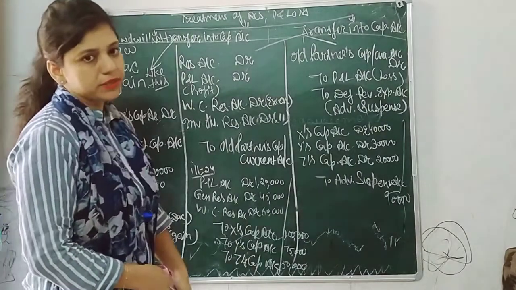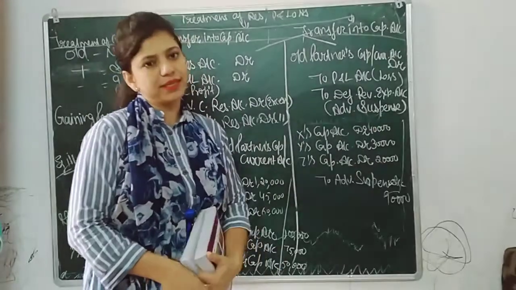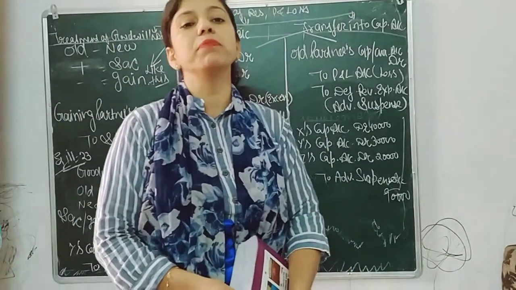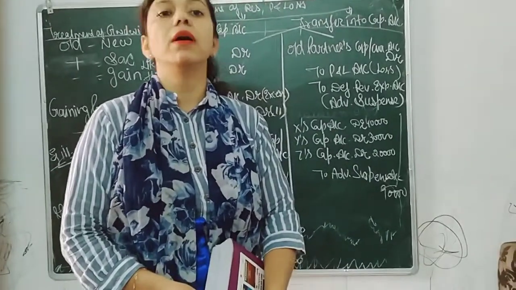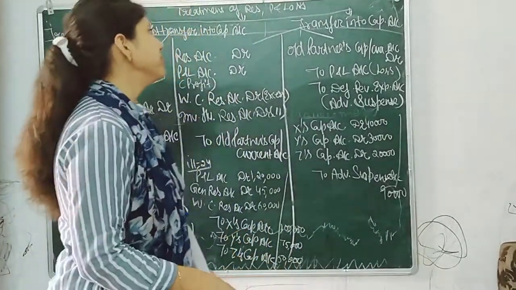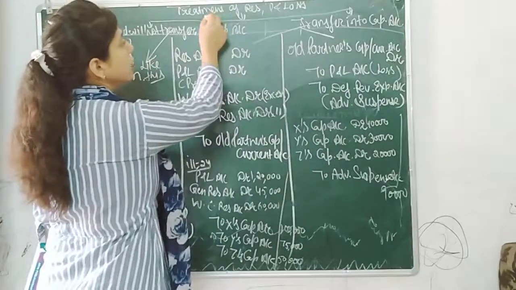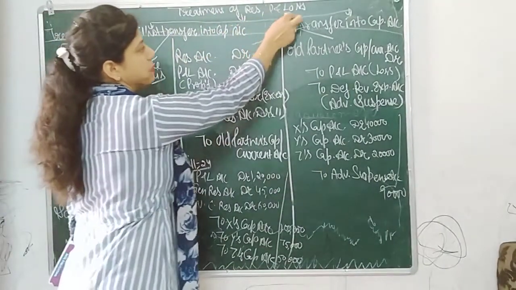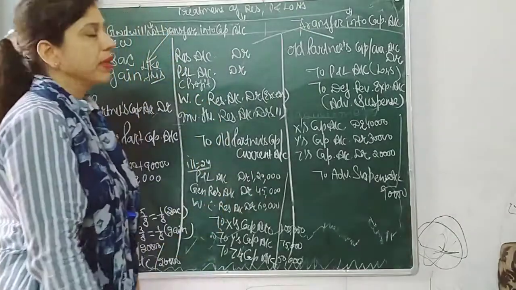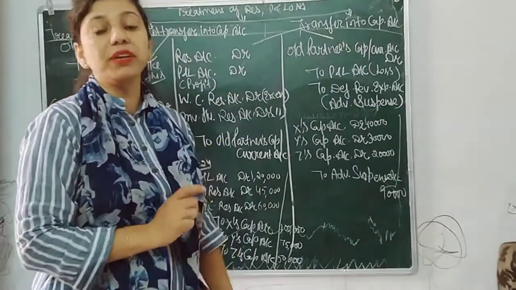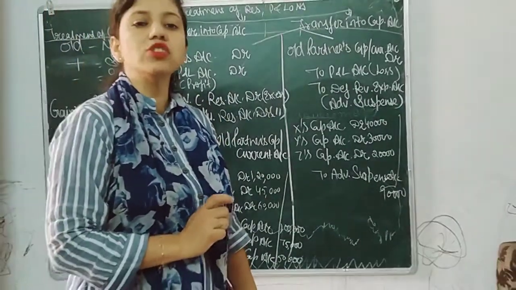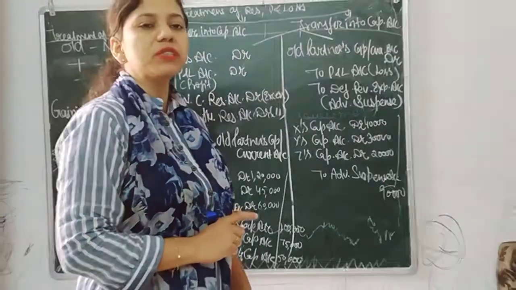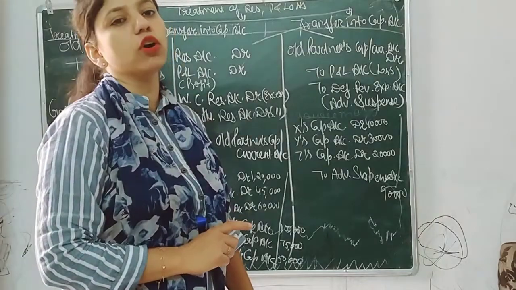Good morning, students. Previously, we have discussed treatment of goodwill in case of change in profit sharing ratio. But today we will discuss treatment of goodwill, reserves and profit and loss, and how all these things will be treated when there is a change in profit sharing ratio. So we will start from treatment of goodwill.